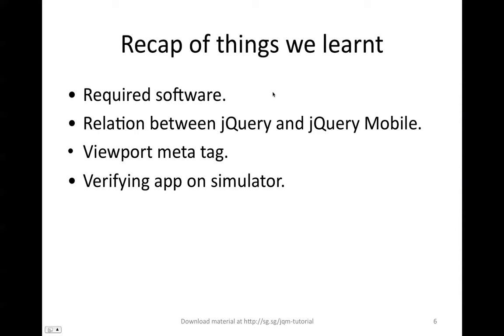So let's recap what we learned. We need the jQuery framework, we need the jQuery Mobile framework, we need to download them, and we need some kind of simulator to make sure that our app is working fine on mobile devices. We understood the importance of the viewport meta tag, as to how it allows us to have sites that are more mobile friendly, and the scaling is taken care of. We also verified an app on the simulator.